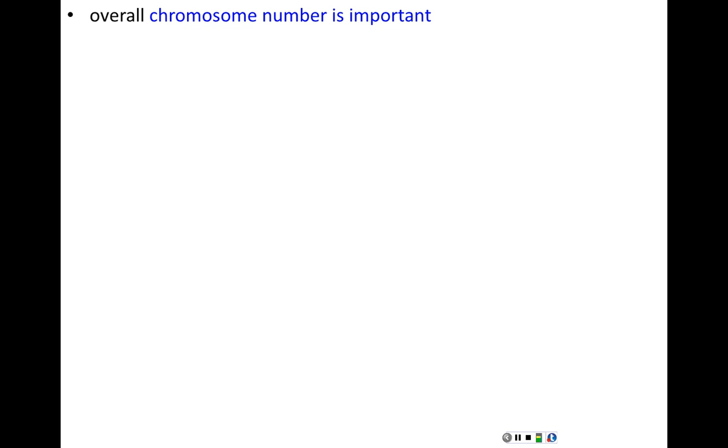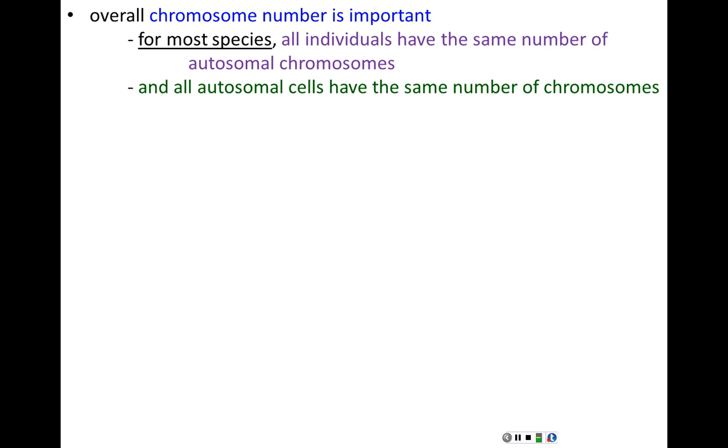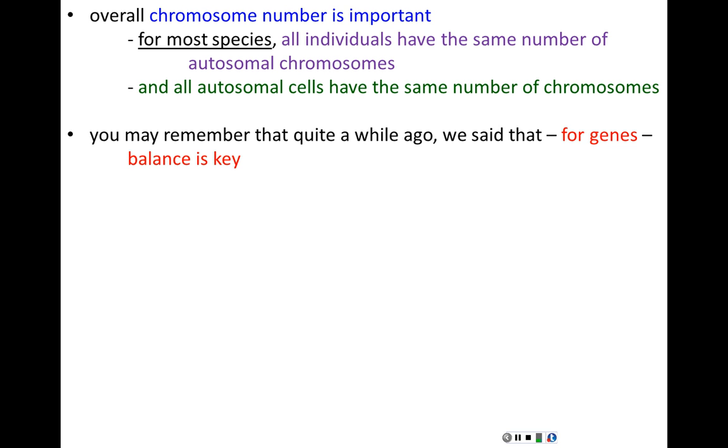So overall, chromosome number is important. And what we mean by that is that the number of chromosomes individuals of a species are supposed to have tends to be the number of chromosomes individuals in that species does have. And for most species, all individuals, regardless of their gender or their subtype, have the same number of autosomal chromosomes. Sometimes there's differences in the sex chromosomes, as we saw for flies, but autosomal chromosomes tend to be a conserved number. And all autosomal cells of individuals of that species tend to have the same number of chromosomes as well.